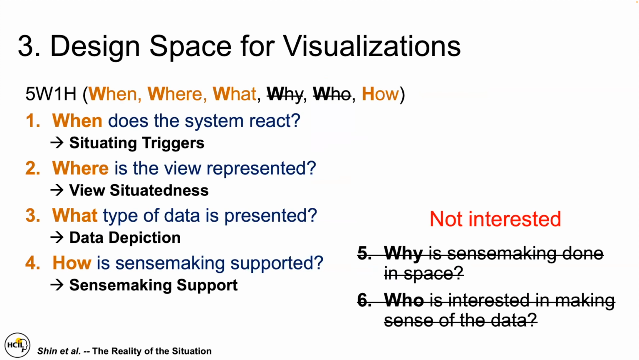Here is how we decided to set our dimensions to characterize the design space of situated analytics. We begin with the 5W1H method. From this, we were able to obtain 4 dimensions. First, situating triggers describes when the system reacts. Second, view situatedness describes where the view is presented. Third, data depiction describes the type of data that is presented. And finally, sense-making support describes how sense-making is supported in situated analytics. We decided to leave the why and the who out of our scope. Next, we present these dimensions in more detail.